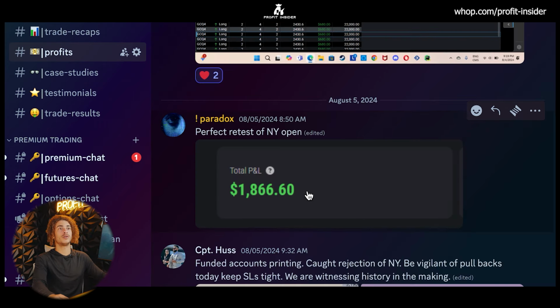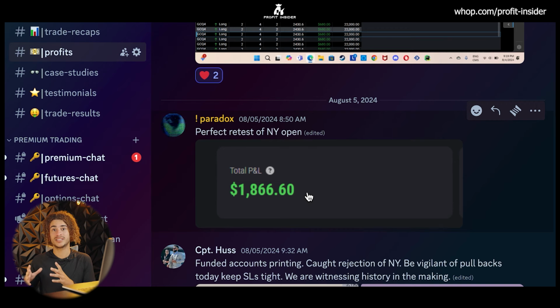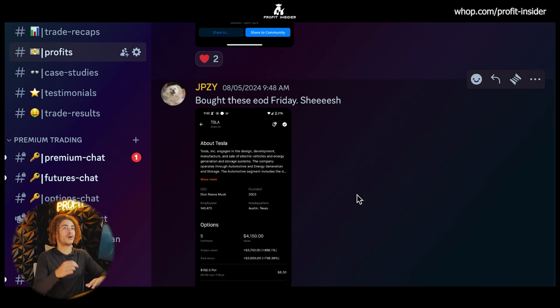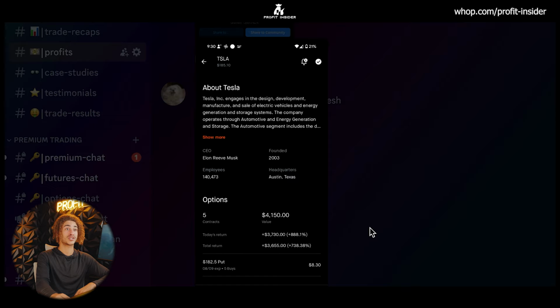I am a futures analyst, so I trade futures. I provide analysis and education for futures. I told you that we anticipated the market crash, and as you can see right here, one of our premium members got into Tesla puts before the large move down, and he ended up making about $3,600, which was a 738% gain on those contracts.